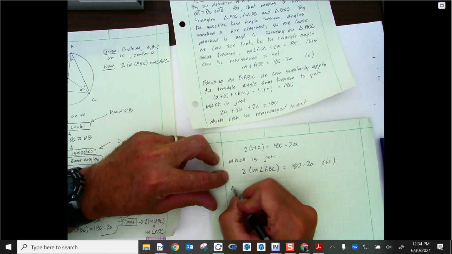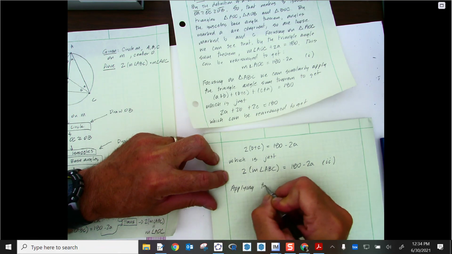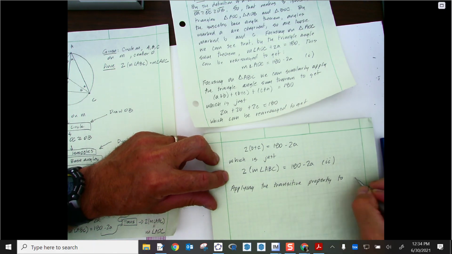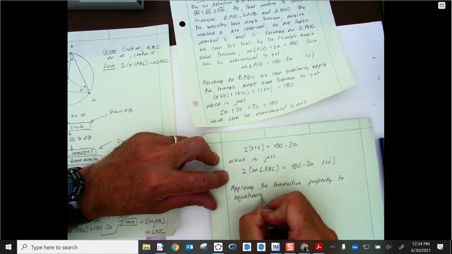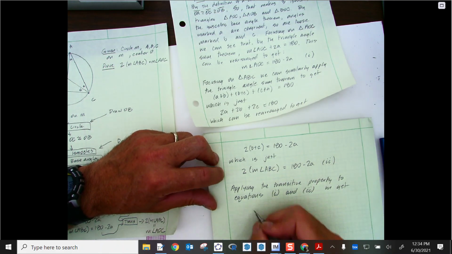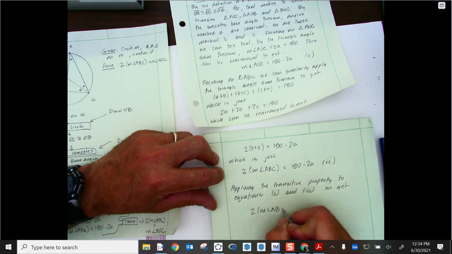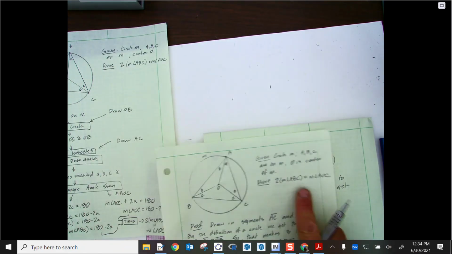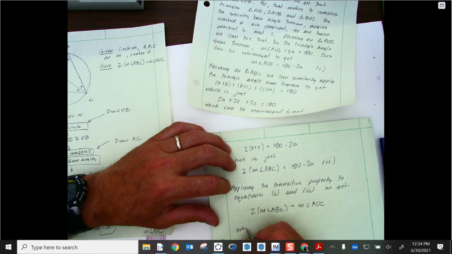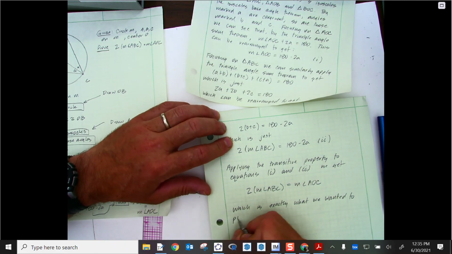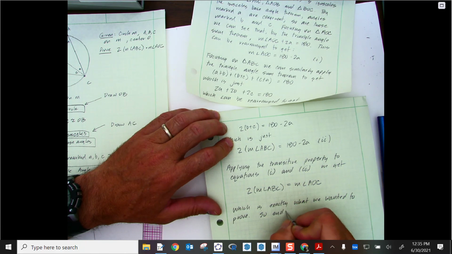So applying the transitive property to equations 1 and 2, we get 2 times the measure of angle ABC is equal to the measure of angle AOC, and that's exactly what we wanted to prove. So ends the proof.